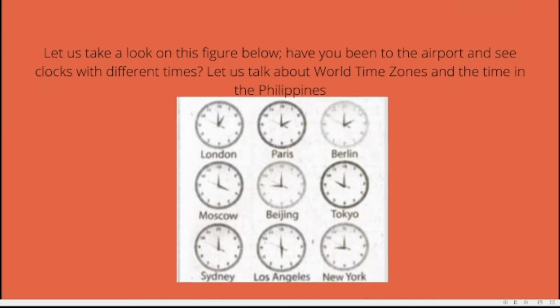Let us take a look at this figure below. Have you been to the airport and seen clocks with different times? Let us talk about world time zones and the time in the Philippines. As you can see, there are different times in different places: London, Paris, Berlin, Moscow, Beijing, Tokyo, Sydney, Los Angeles, and New York.